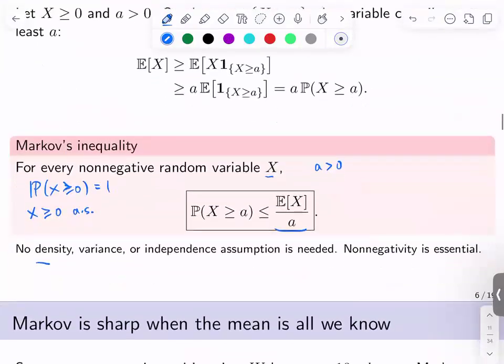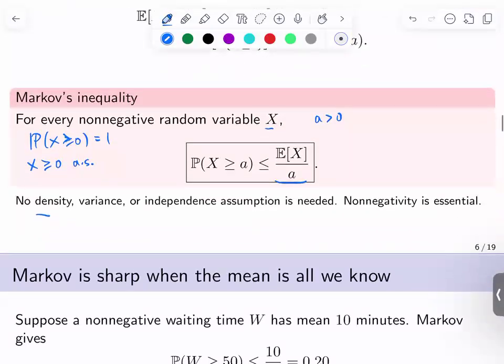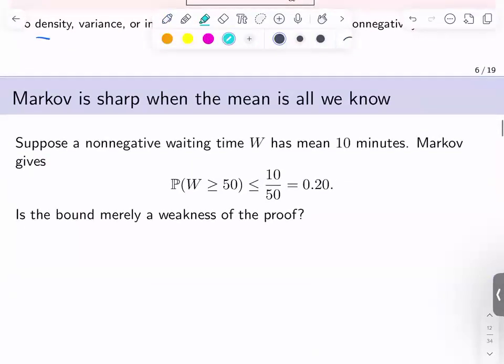The inequality is very general and just uses basic properties of expectation and the fact that the expectation of an indicator is the probability of that event. Okay. So this inequality is also sharp in the sense that there are cases where it holds with equality. Okay, so you can see here.